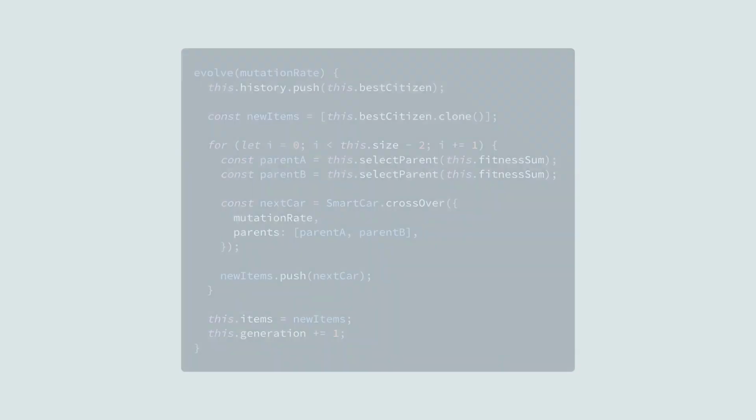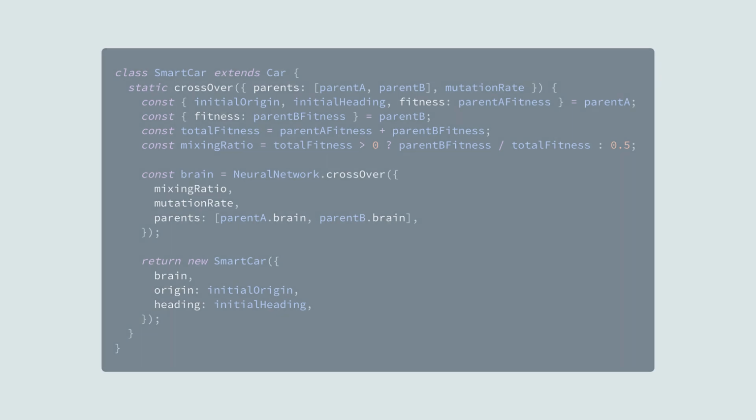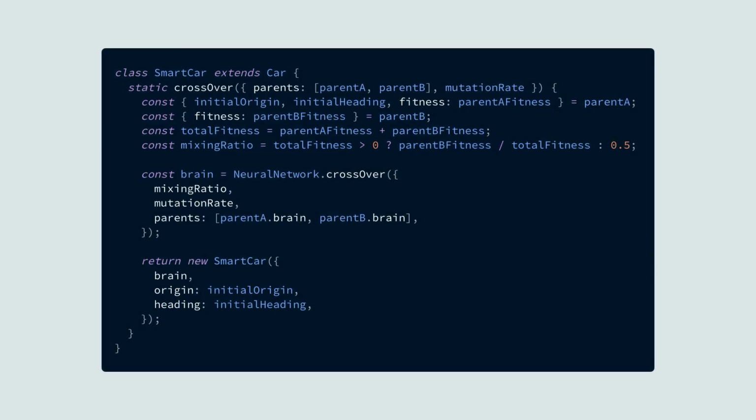Let's now have a look at how to cross over cars. So each car will inherit the origin and heading of one of its parents. Given that these values are the same across all citizens, getting them from parent A or parent B doesn't matter. We need, however, to cross over the brain or the neural network of the car, since we said that the brain will be the genome of our cars. I'm also calculating a mixing ratio based on the two parents' fitnesses. This way, if parent A performs better than parent B, the child will have more chance to inherit traits from parent A than from parent B.